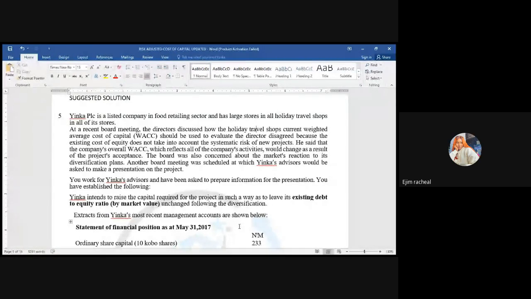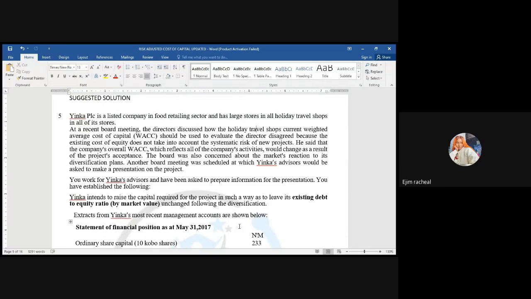You work for Yinka's advisors and have been asked to prepare information for the presentation. You have established the following. Yinka intends to raise the capital required for the project in such a way as to leave its existing debt to equity ratio by market value unchanged following the diversification.